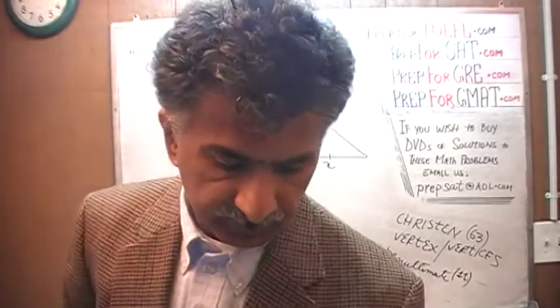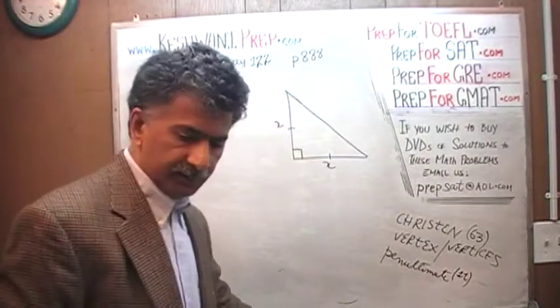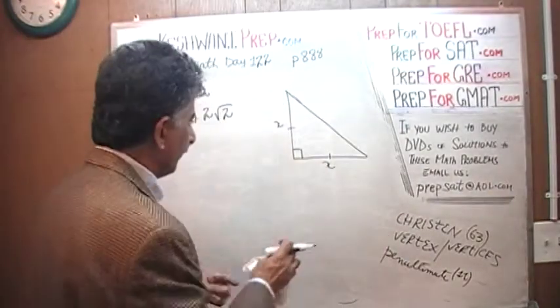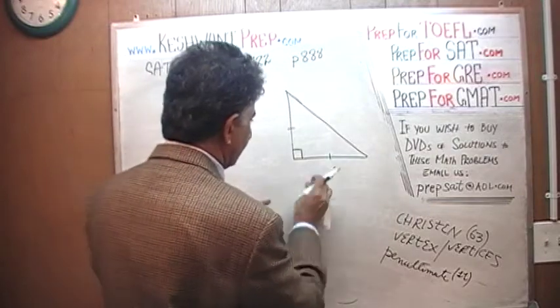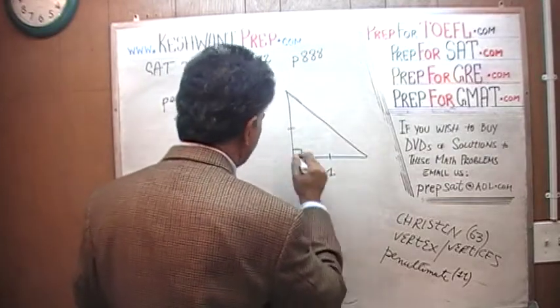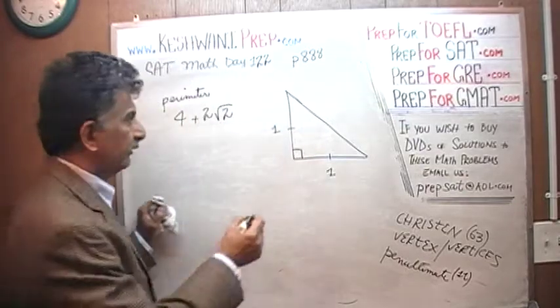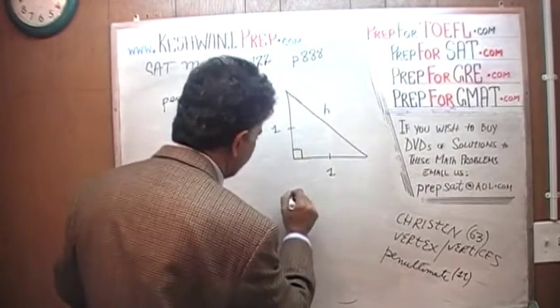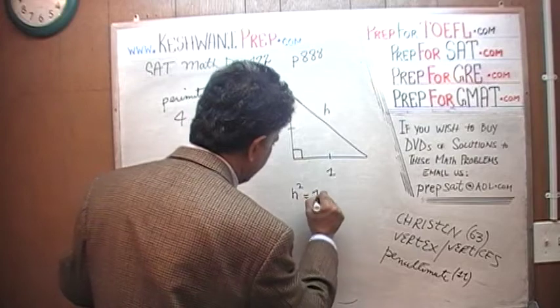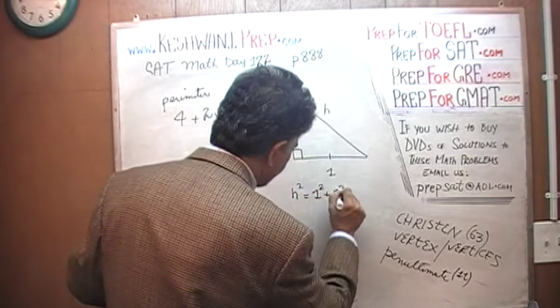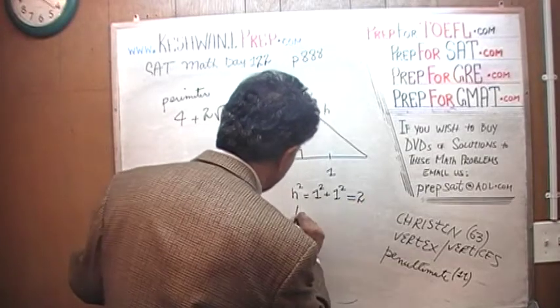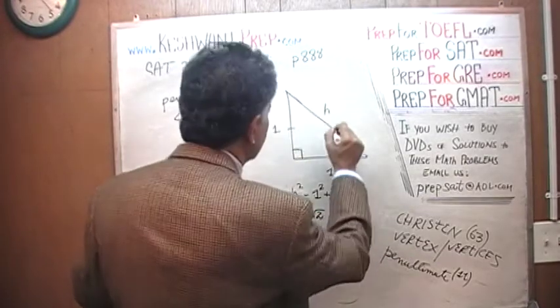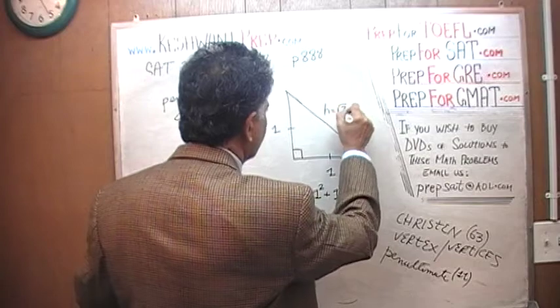The concept that they're testing here is that if you have an isosceles right angle triangle, and if this side is 1 and this side is 1, then this missing side, let's call it the hypotenuse, squared would be 1 squared plus 1 squared. 1 squared plus 1 squared is 2, and therefore the hypotenuse is going to be square root of 2. This guy here is square root of 2.